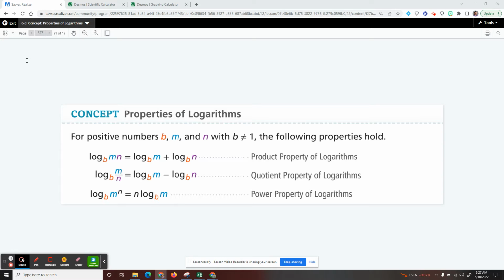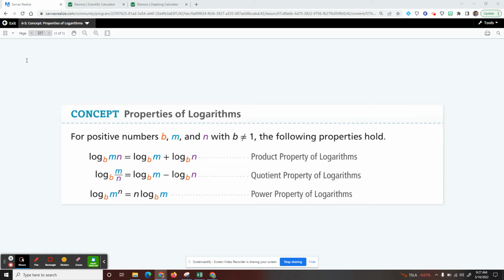Division is linked by subtracting. Raising what you're taking the log of to an exponent is linked by multiplication. Now that's a coefficient on the outside. It's just like the properties of exponents, just backwards, right?